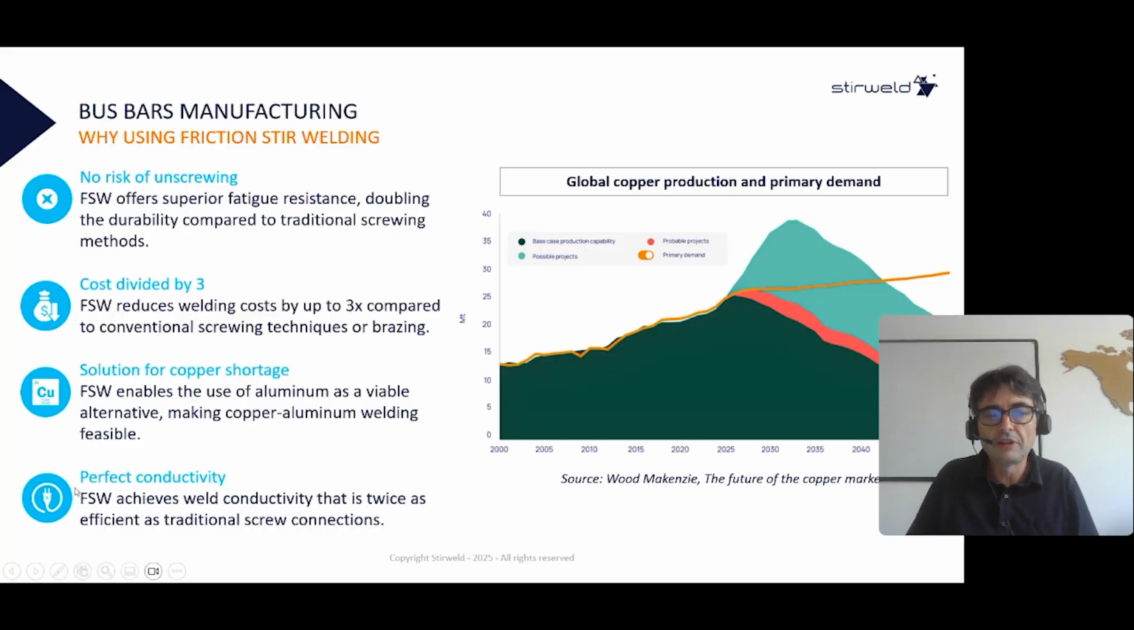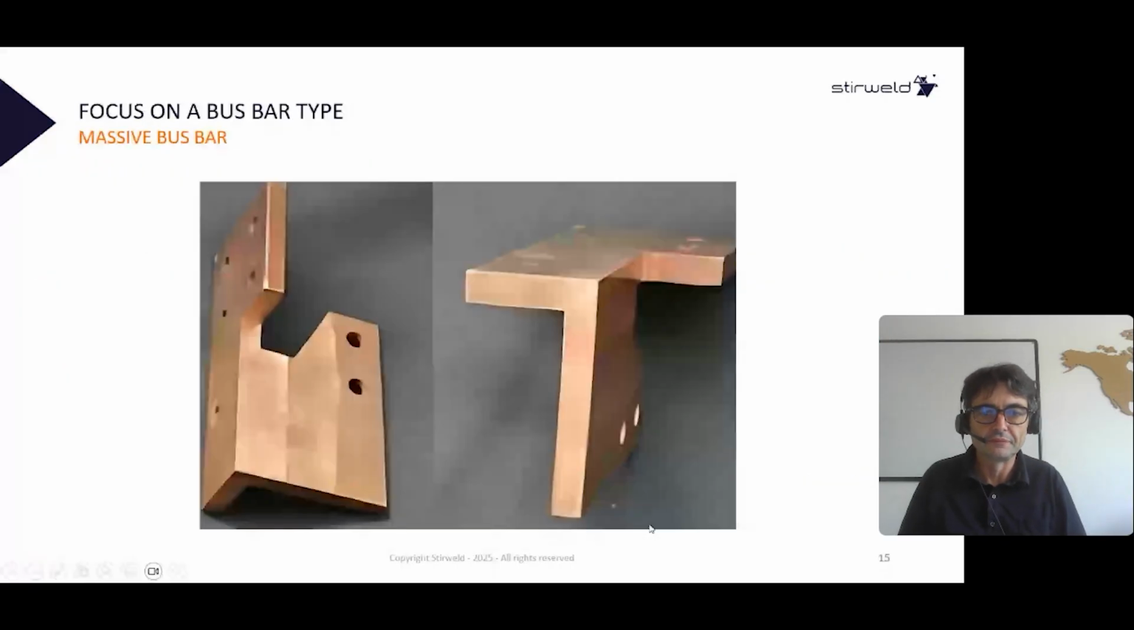And the last pain point is perfect conductivity. I will show you later. By welding, you have a continuous metallurgical material, so we have a perfect electrical conductivity. That is the definition of welding.